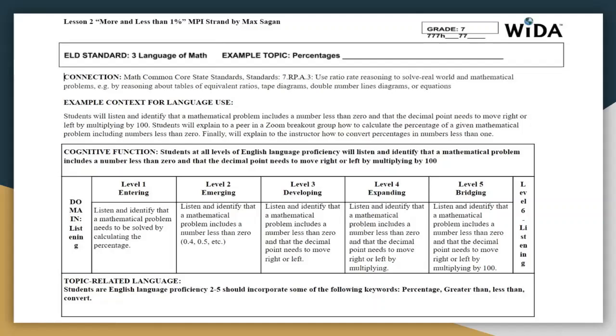On the wider rubric, we start at level 1, entering, where students will be evaluated by listening and identifying that a mathematical problem needs to be solved by calculating the percentage, and slowly working our way up to level 5, where students will listen and identify that a mathematical word problem includes a number less than 0 and that the decimal point needs to move right or left by multiplying by 100.